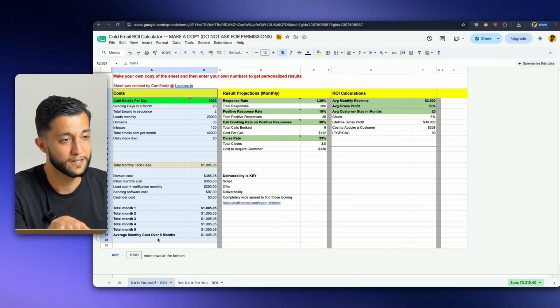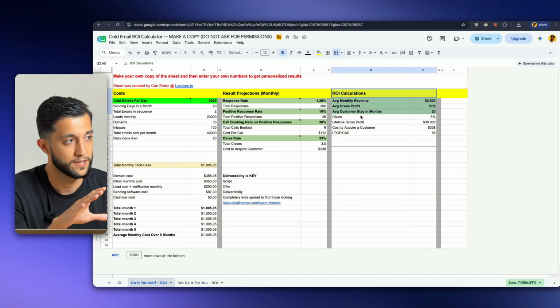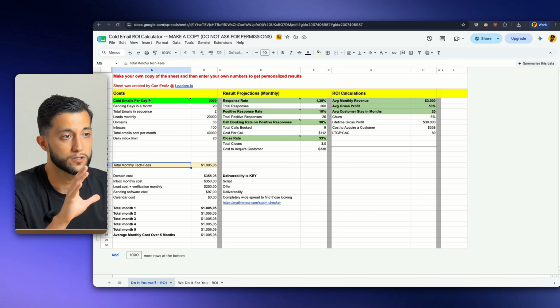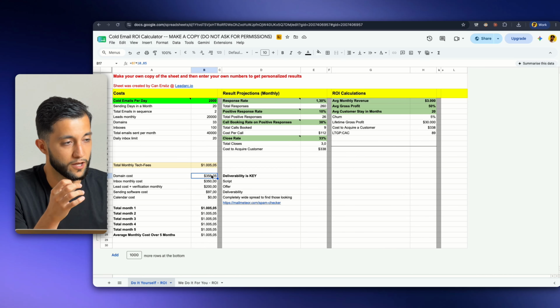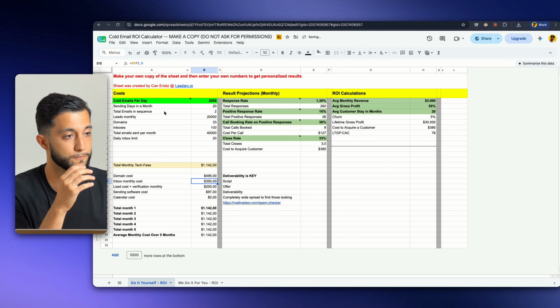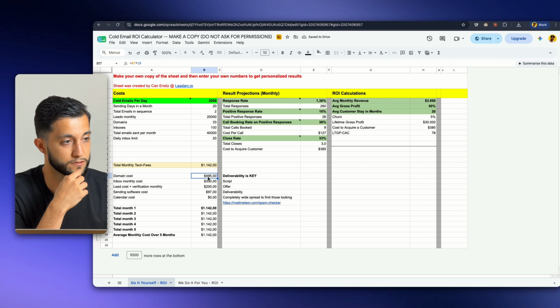So on this left-hand side, we have the costs. Then we'll get to results and projections, and then we'll go with ROI. So what does it cost to send out 2,000 emails a day? Essentially, in domain costs, you have $360 roughly. Actually, this will be more expensive now because they've updated their pricing. So this will be $15 per domain. So that's $500. Then we have an inbox cost of $3.50 per inbox. We need 100 inboxes, so that's $350.